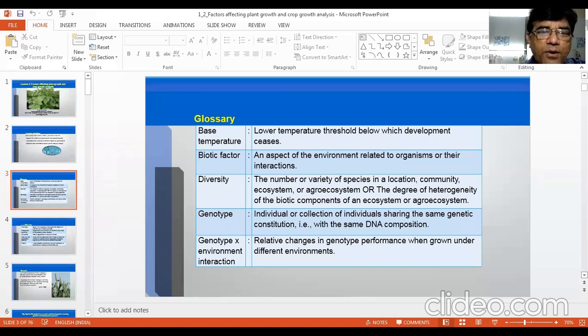Genotype: an individual or collection of individuals sharing the same genetic constitution. That is your genotype, meaning they have similar DNA throughout. Genotype-environment interaction is the relative change in genotype performance when grown under different environments. It is the interaction.